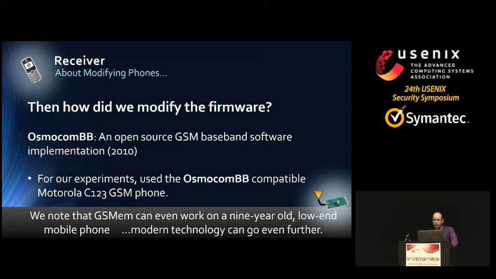And we note that although we implemented GSMem on a 9-year-old phone, when you implement it on more sophisticated or more advanced architectures, you can actually get much higher bit rates and a much better quality, as we'll see when we get to the evaluation. That's also why we checked it on the USRP RF kit, to show that it's possible to receive these signals much further than our prototype.